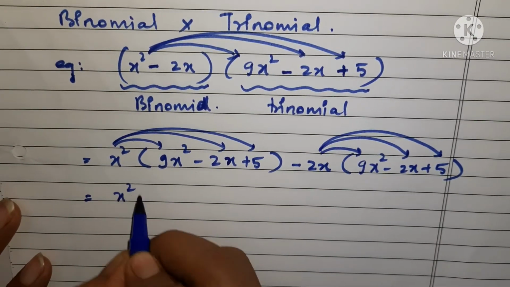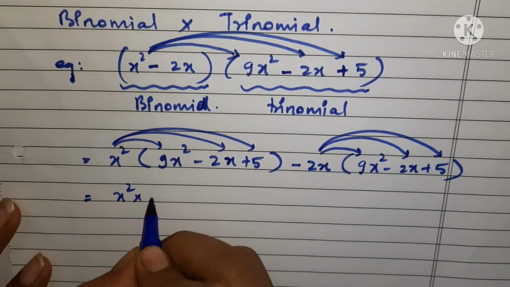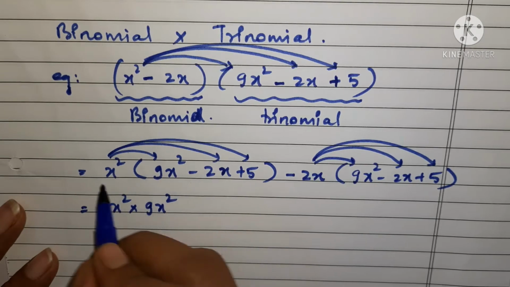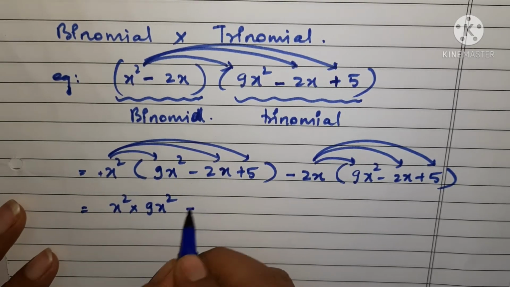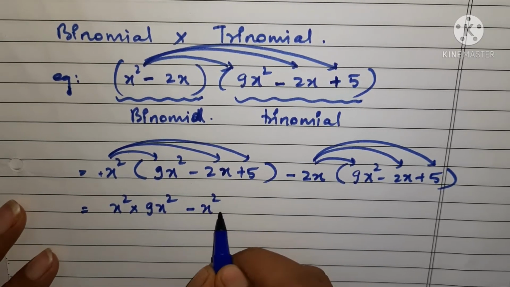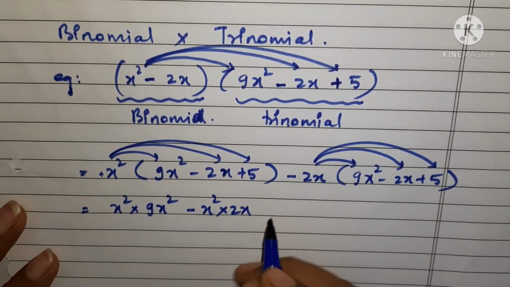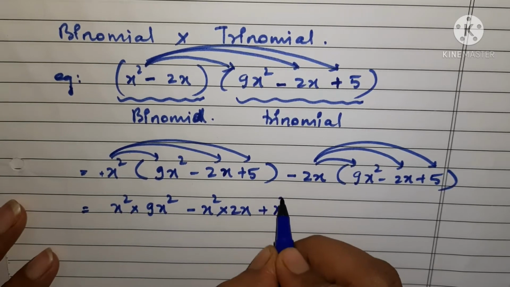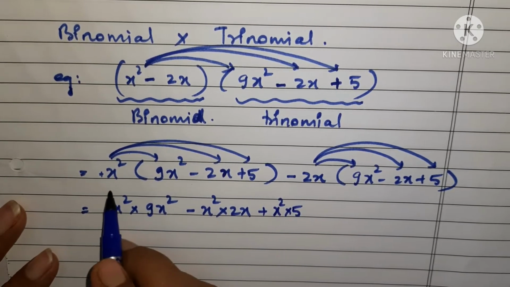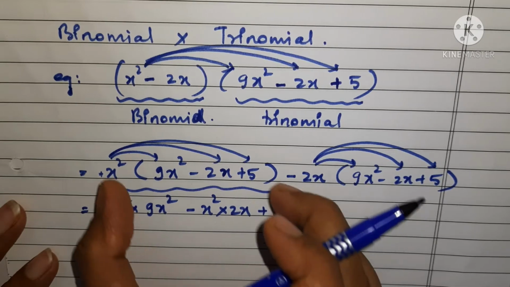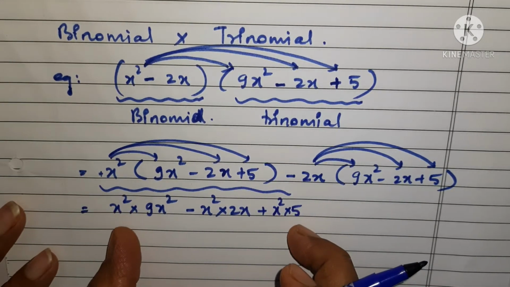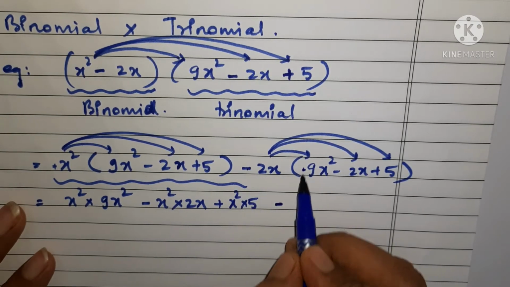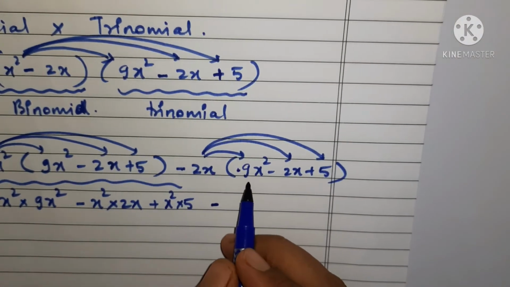This is x square, this is into 9x square. Okay, then again this is a minus sign, minus into plus is giving you minus. So x square into 2x, again plus into plus will give you plus. So x square into 5. One bracket is done. Now we have completed this whole thing in this form, right? Now let us expand this. Since this is minus and this is plus, we are going to change the sign inside once, right?